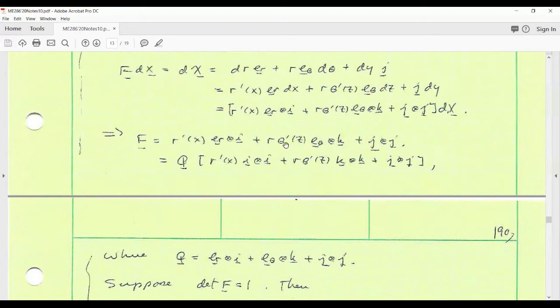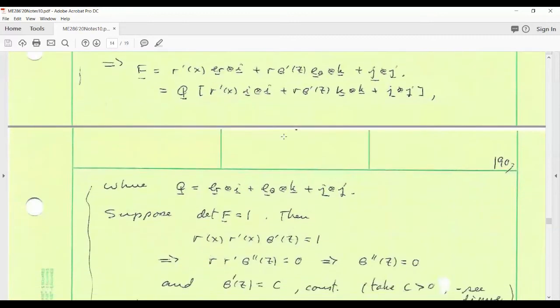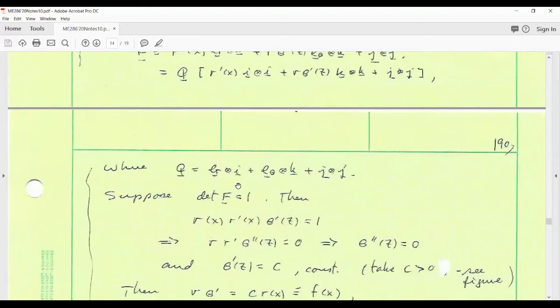a rotation that takes the i, k, j basis and maps it onto the e_r, e_theta, j basis. That rotation would be this. If you factor it out in front, then in the square bracket you just have i tensor i, k tensor k, and so on. Suppose the deformation is isochoric, so that the determinant of F is 1. Factoring out Q makes that an easy calculation because, of course, det Q is 1, being a rotation. And the determinant of this, since this is on a diagonal basis already, is just r prime times r theta prime times 1. That has to then equal 1 if the deformation is isochoric.